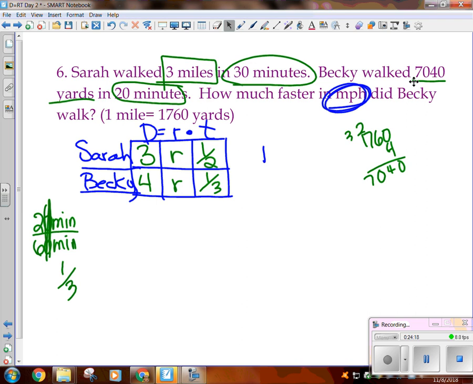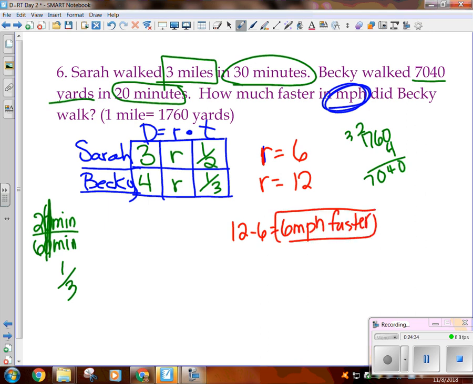Who can tell me what Sarah's rate is? 6. What is Becky's rate? 12. So it says, how much faster did Becky walk? 6 miles per hour faster. Okay. And we're going to stop there on the note.